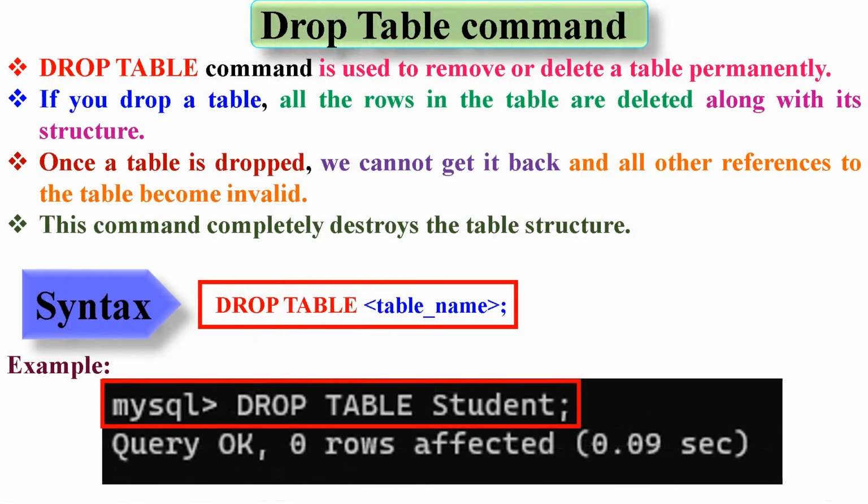Sometimes, we may need to physically remove a table which is not in use. The DROP TABLE command is used to remove or delete a table permanently. If you drop a table, all the rows in the table are deleted along with its structure. Once a table is dropped, we cannot get it back and all other references to the table become invalid. This command completely destroys the table structure. The syntax is DROP TABLE table_name; For example, DROP TABLE student; This command will permanently remove the table student from the database institute.